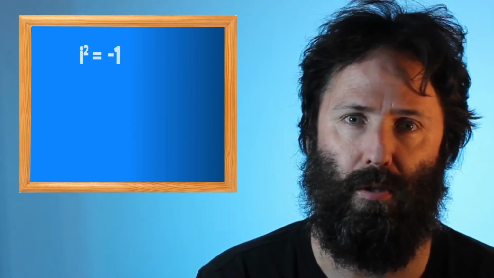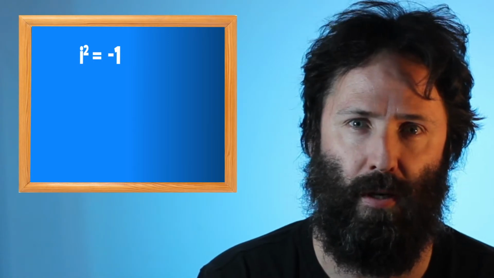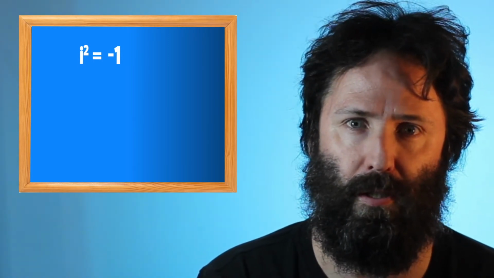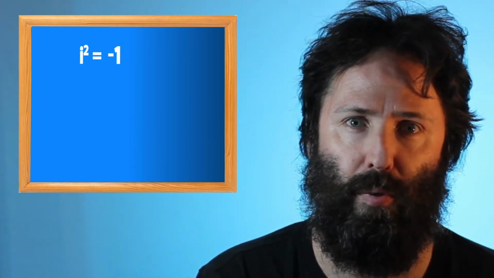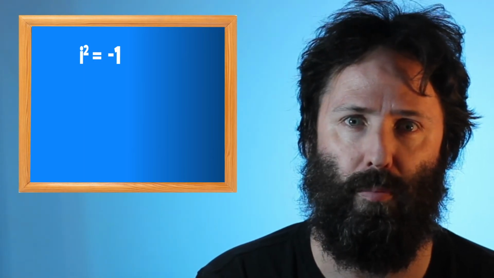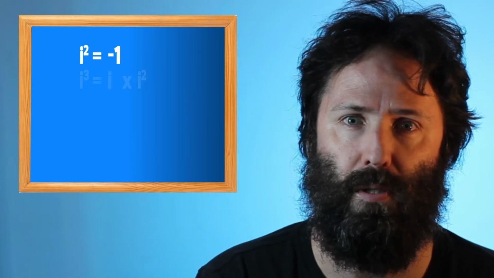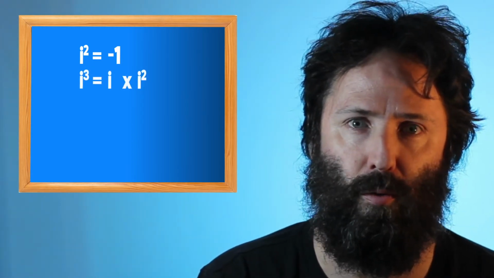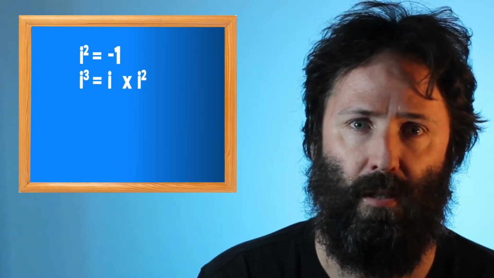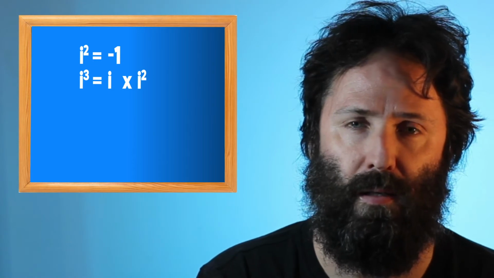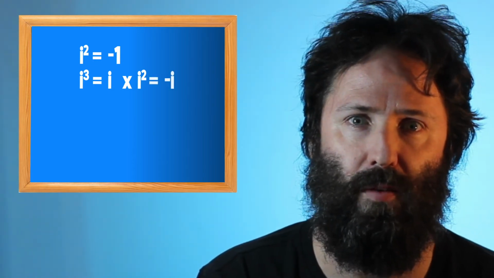So we've defined i as equal to the square root of -1, or more usually that i squared is equal to -1. Okay, so that's kind of a definition. We can then build up from that just using normal multiplication. If I want to find out what i cubed is, then i cubed is just i times i squared. But I know by definition that i squared is -1, therefore i cubed is -i.